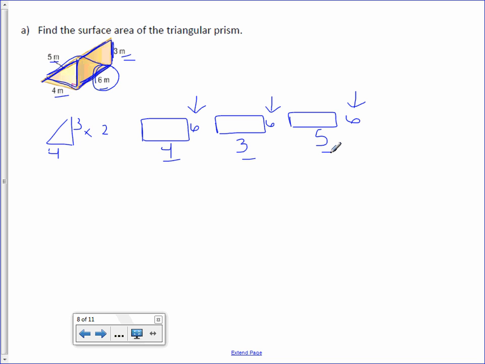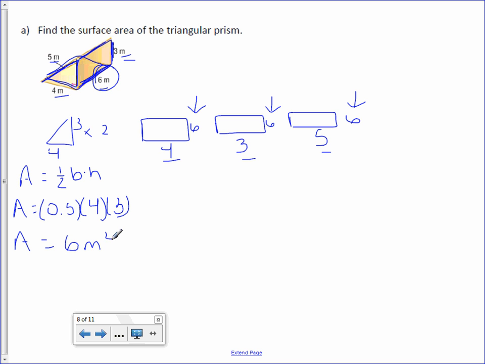So let's find area. Area of a triangle is 1/2 base times height. Area equals 0.5 times 4 times 3. Area equals 6 meters squared. However, there are two of them. So let's multiply it by 2. And the area of the two bases is 12 meters squared.